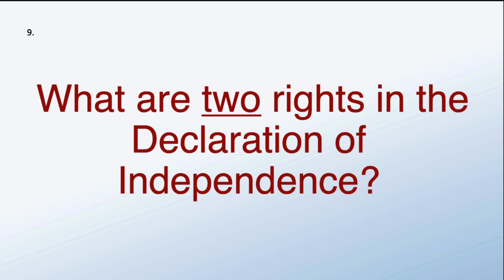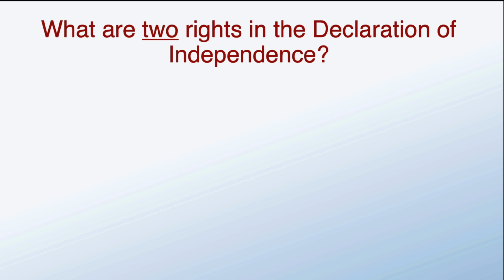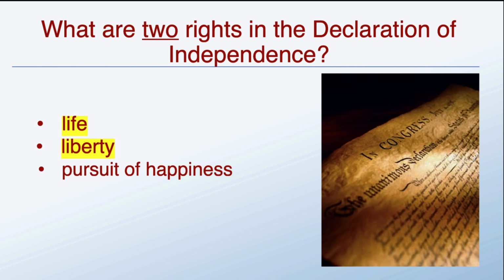What are two rights in the Declaration of Independence? Two rights in the Declaration of Independence are life and liberty. Life and liberty.